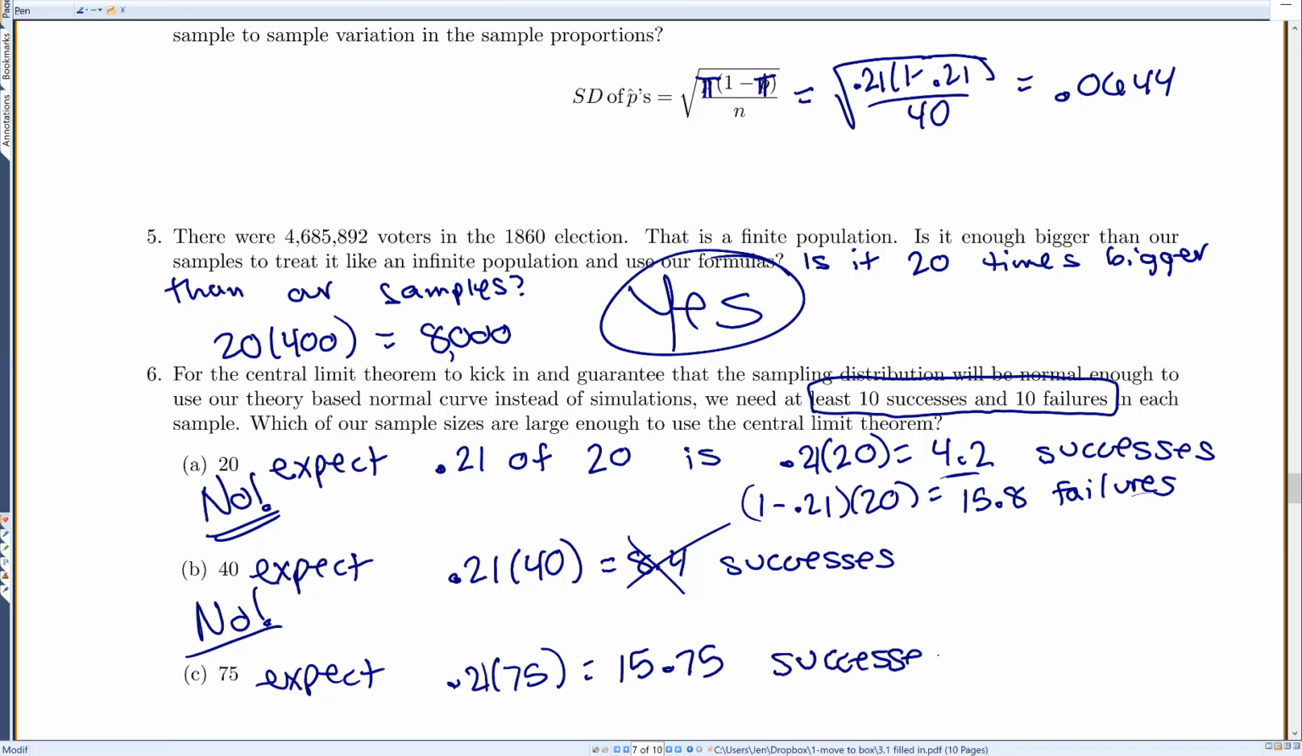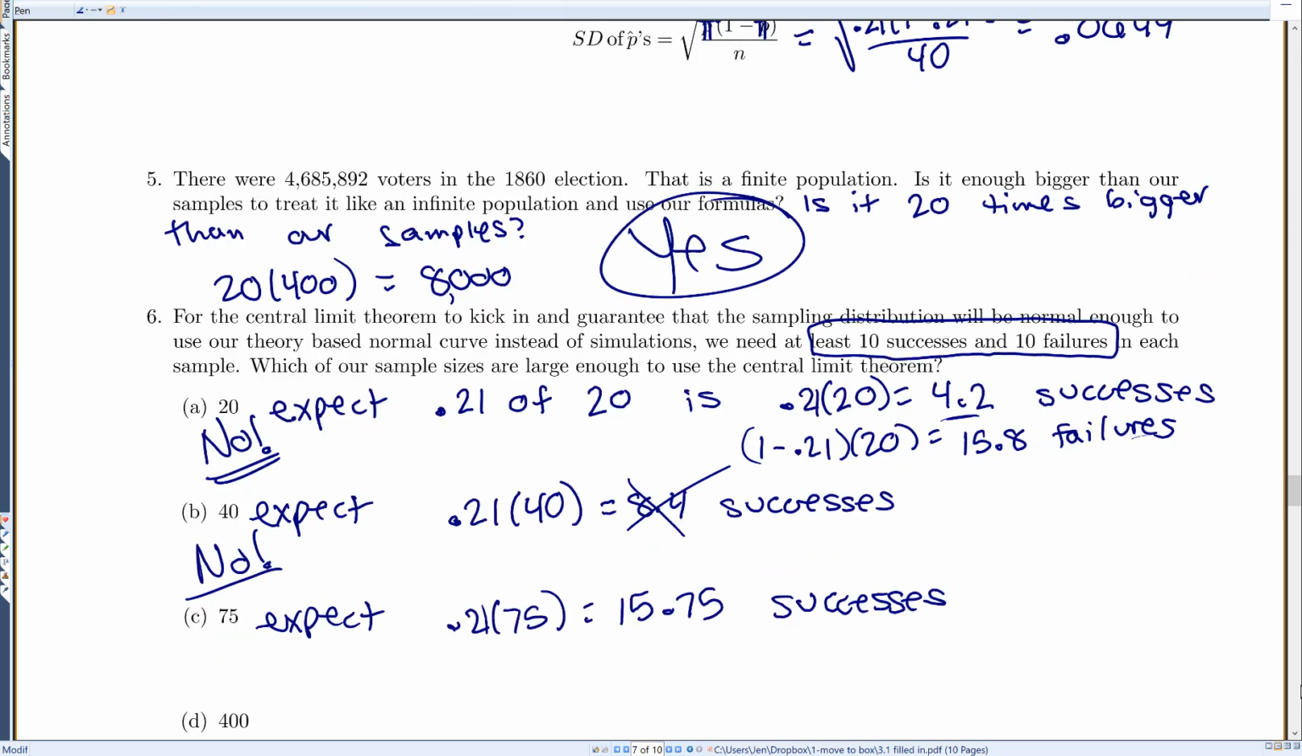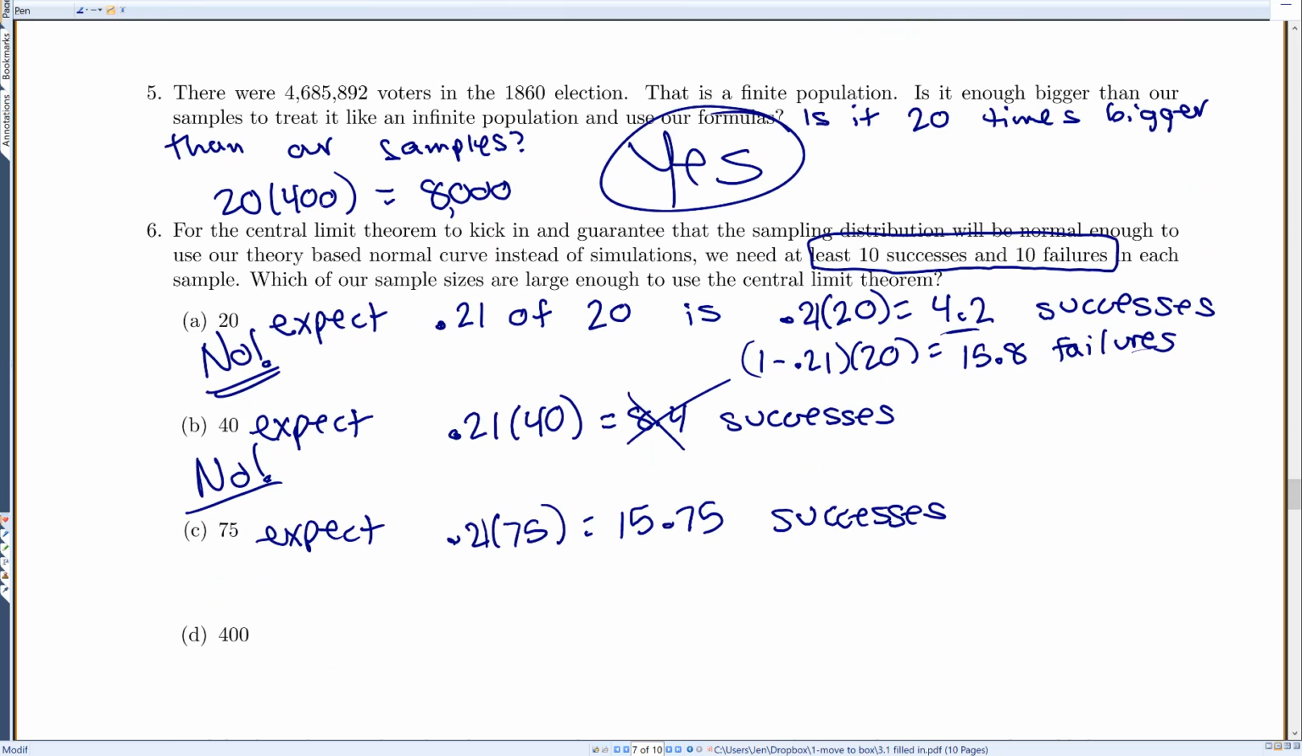But you can't check just your successes. You always need to check your failures. So I can do 1 minus 0.21 times 75, which should give me 59.25 failures. So if that's big enough at 75, then 75 is big enough. And really, if 75 is big enough, is 400 also going to be big enough? Well, yes, but let's just double check.